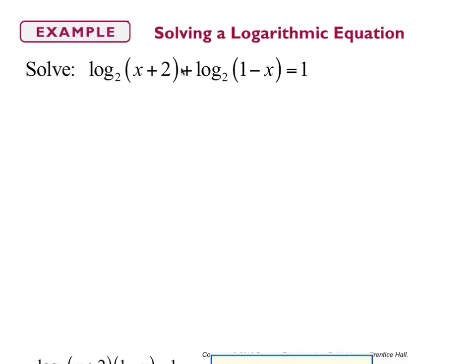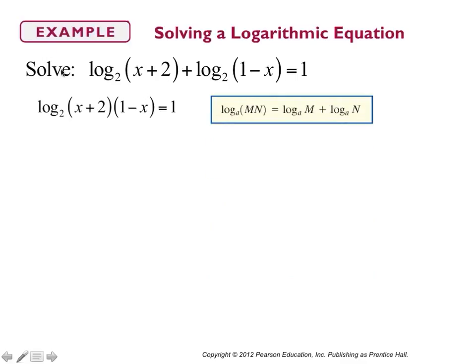All right, let's look at another one. Let's say we have log base 2 of x plus 2 plus log base 2 of 1 minus x equals 1. Now, since we have addition, we can change it into multiplication. So this ends up being log base 2 of x plus 2 times 1 minus x equals 1.